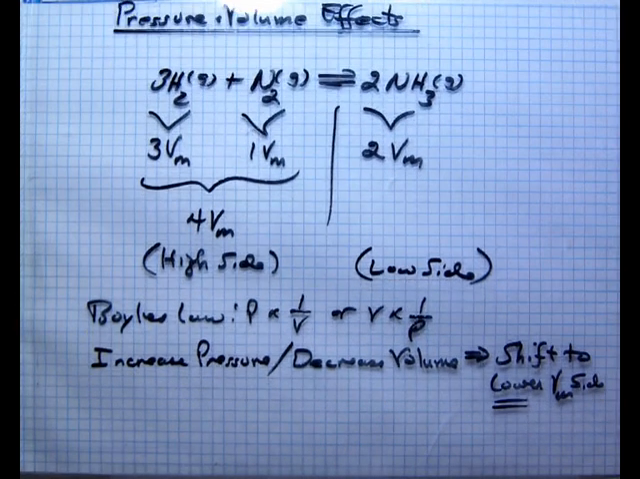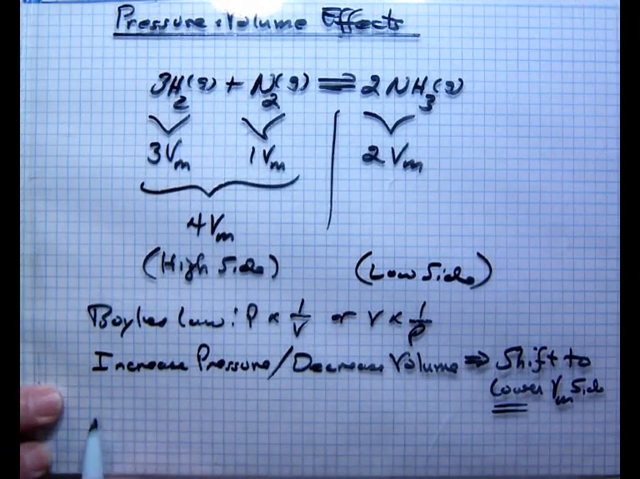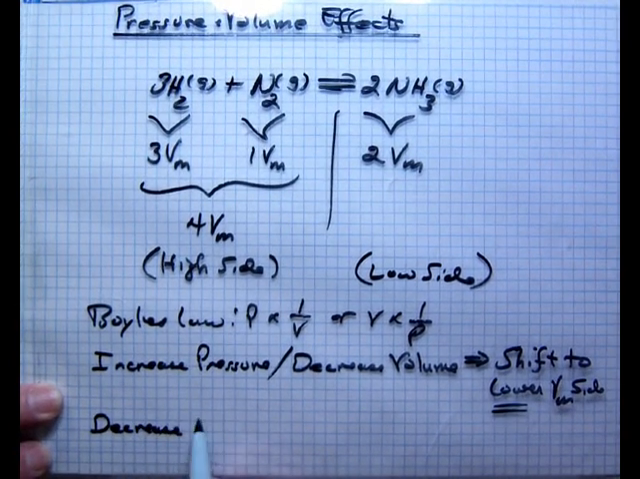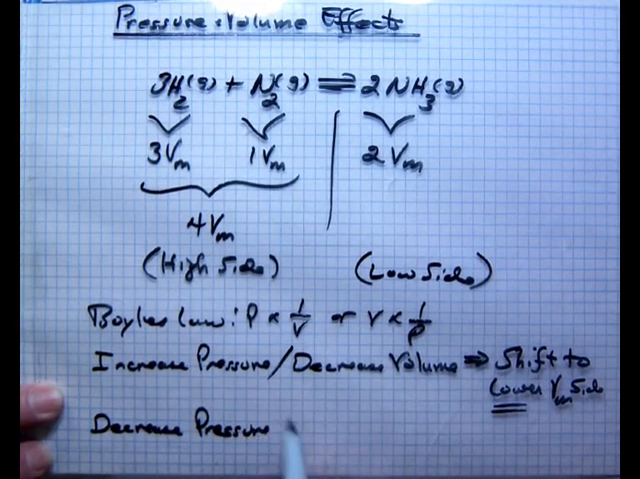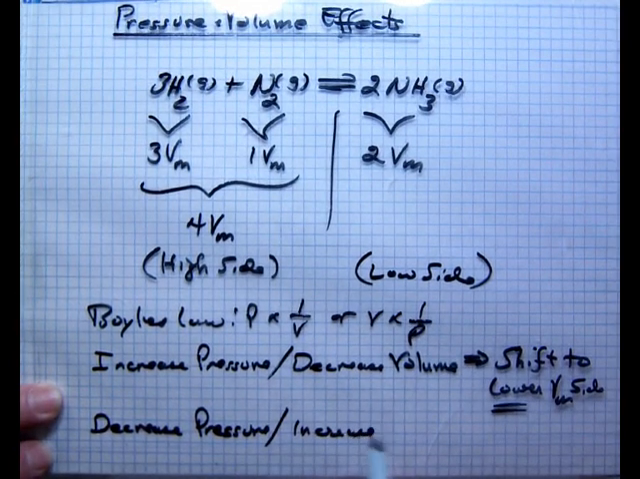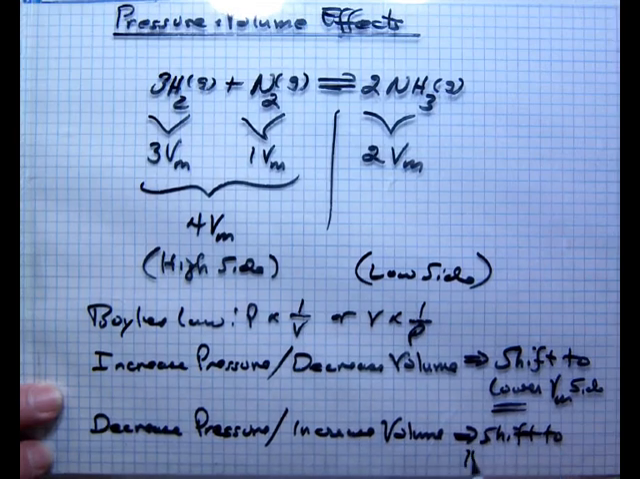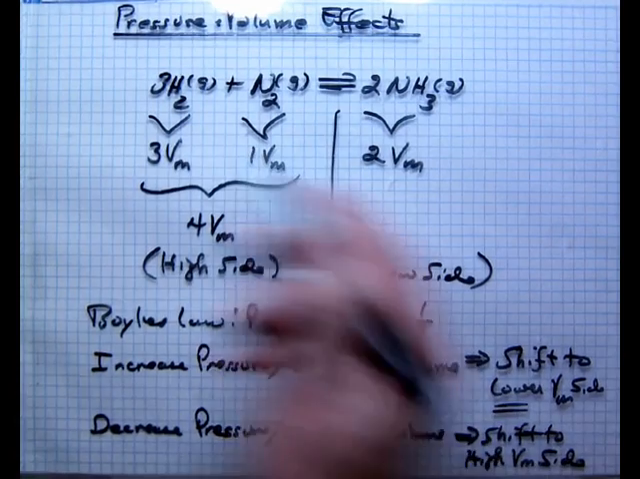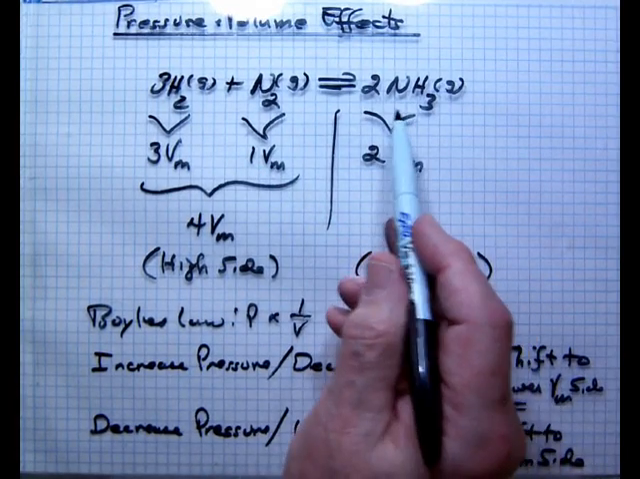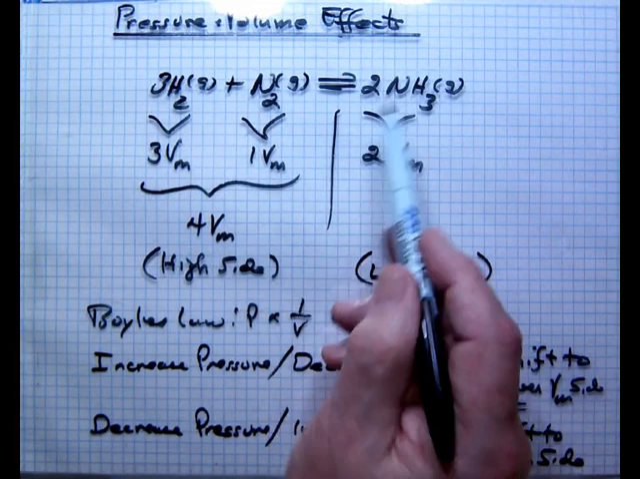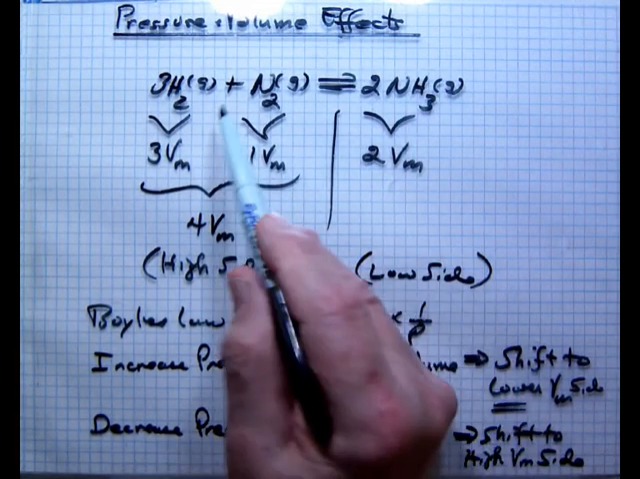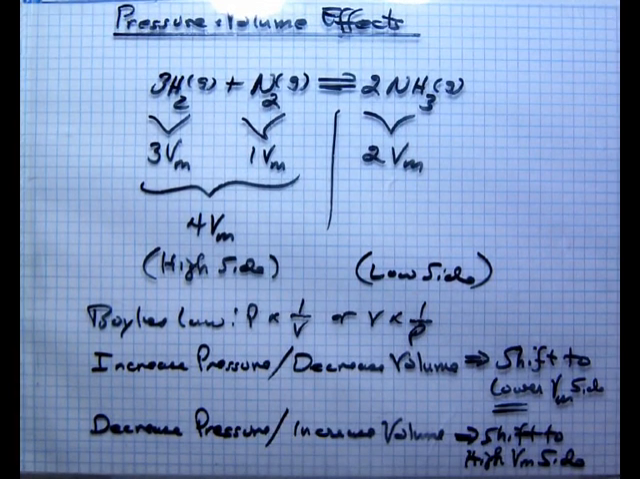The opposite is true if I just reverse this. If I decrease pressure or increase volume, it's going to shift to the high side. So if I decrease pressure on this particular reactant, it's going to break this ammonia down and create more molecular hydrogen and nitrogen.